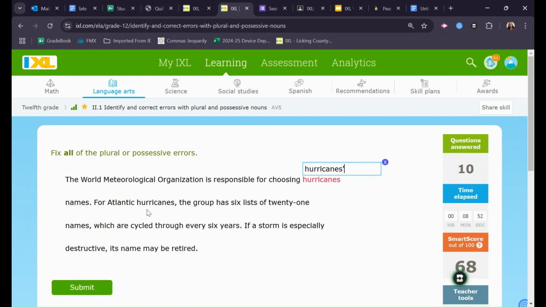For Atlantic hurricanes, okay, so that's just plain plural, no possession there, we're good to go. The group has 6 lists, again, just plain plural, it's not like the lists possess anything, of 21 names, just plain plural, which are cycled through every 6 years, just plain plural. If a storm is especially destructive, its name may be retired. All right, I'm not seeing anything else that's looking bad to me, so let's just call this one good.